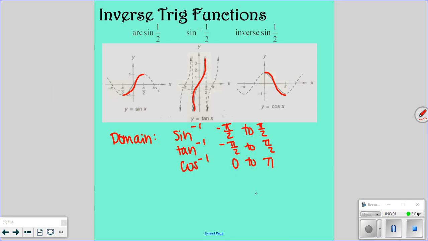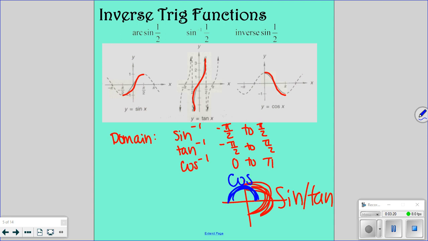Negative pi over 2 to pi over 2 is the 4th and the 1st quadrant. So that's where sine and tangent happen. And then for cosine inverse, it's from 0 to pi, which is the 1st and the 2nd quadrant. So that's for cosine. So your answers, you're only going to have one, and it's going to either be in the 1st and 4th if you're sine and tangent, or in the 1st and 2nd if you're cosine.